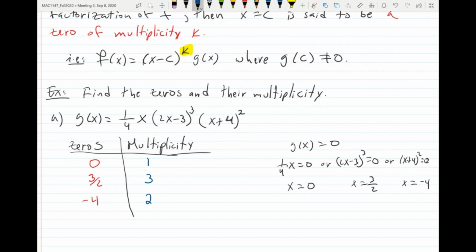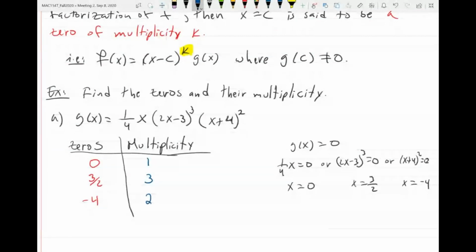Are you okay with this idea of multiplicity? If you don't understand something, let me know, and then I'll explain again.